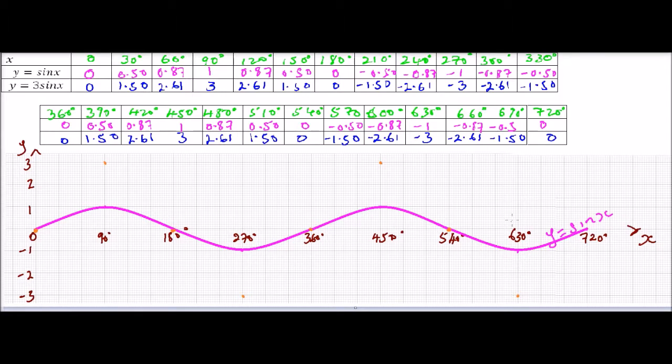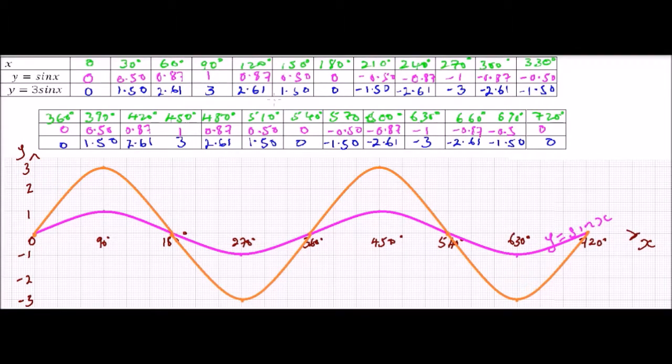That's where our point is. And 720 we have 720. We join these points to come up with a graph. So this is the graph of our function y equals 3 sine x.